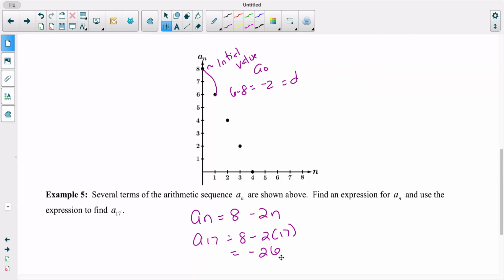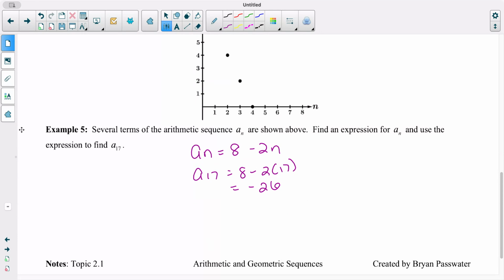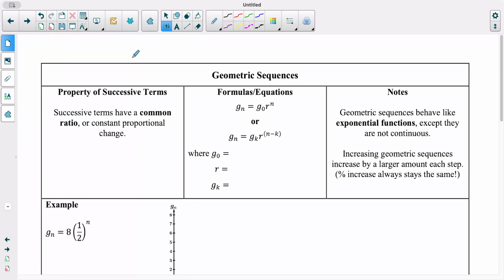Okay, so let's go ahead and take a look at geometric, which is, again, slightly different and takes a little bit more work as far as to work around it. Okay, and then we will actually finish this in class tomorrow. Okay, so geometric.